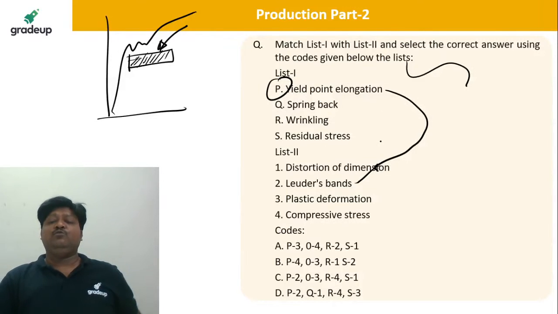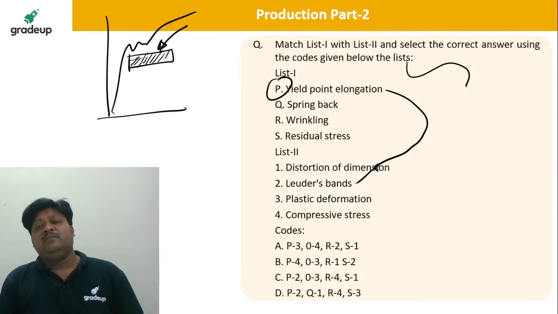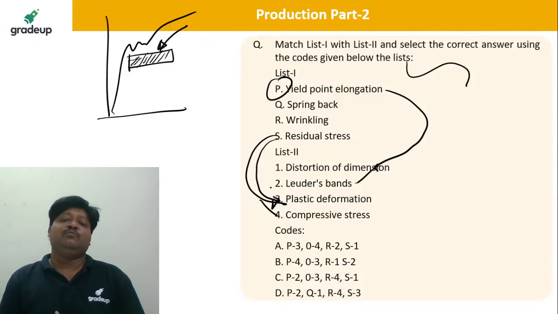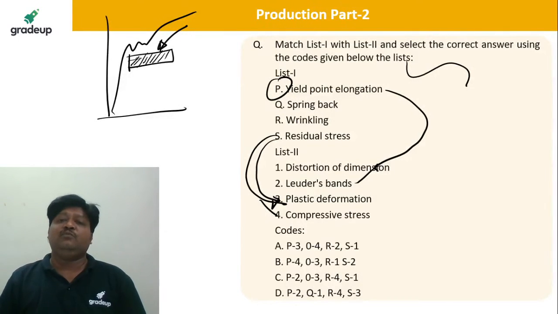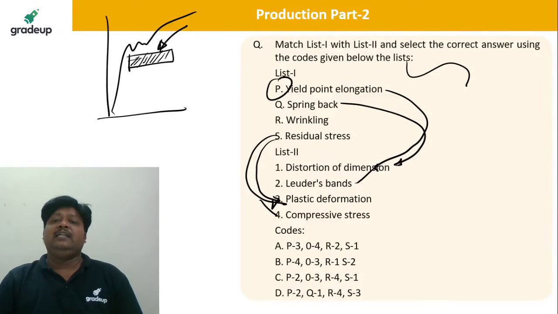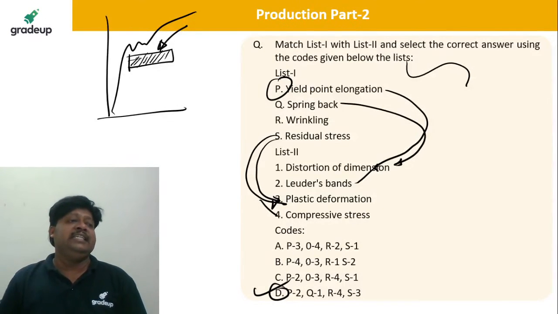Spring back is due to what? Distortion of the dimension. Wrinkling is what? Oh, sorry. Residual stresses are of course compressive, because of the plastic deformation. S will be matched with 3, P with 2, Q with 1. Distortion of the dimension is nothing but the spring back, and wrinkling is left over with compressive. Yes, that is correct. So D is the correct answer.